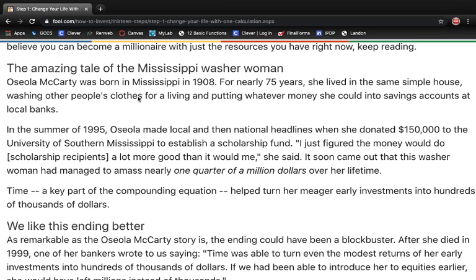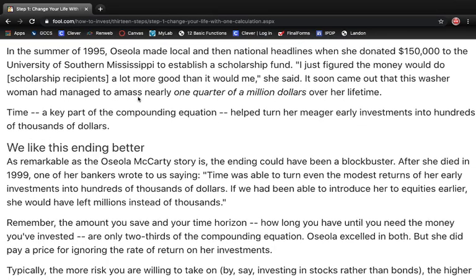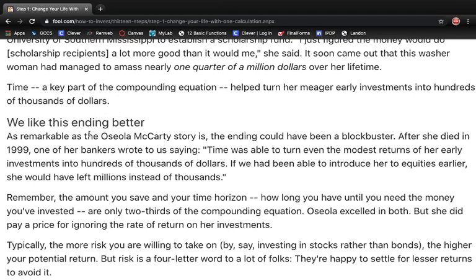And as we are talking here, time is a key part of the compounding equation. Of compound interest, the key is time. And it helped turn her meager early investment into hundreds of thousands of dollars. And the ending is better. As remarkable as Miss McCarty's story is, the end could have been a blockbuster.